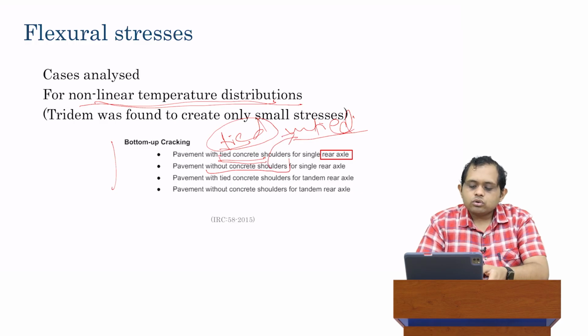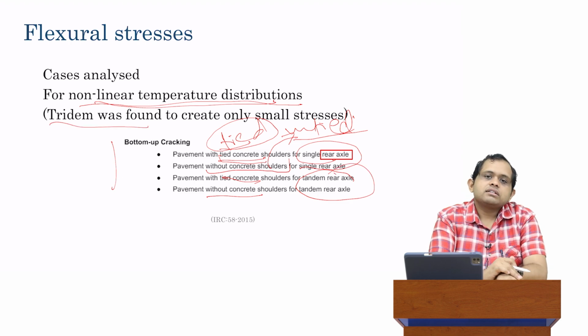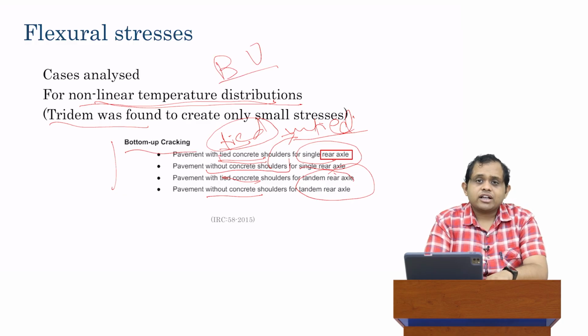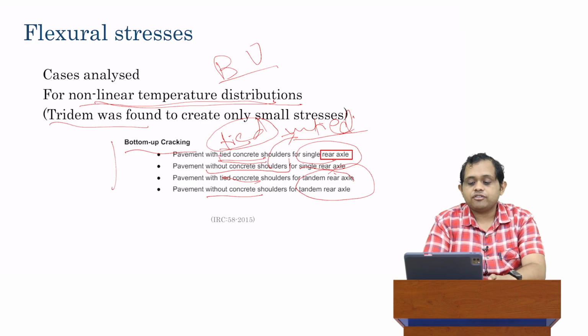So one level of factorial is pavements with tied or untied concrete shoulders for a single rear axle, and similarly tied and untied for a single tandem axle. It was found that the tridem axle creates only very small stresses, and so for bottom-up cracking alone, for non-linear temperature distribution, the tridem axle is actually not used in the analysis. We don't have a formula or any way to calculate it in IRC 58 in case we have tridem axles.